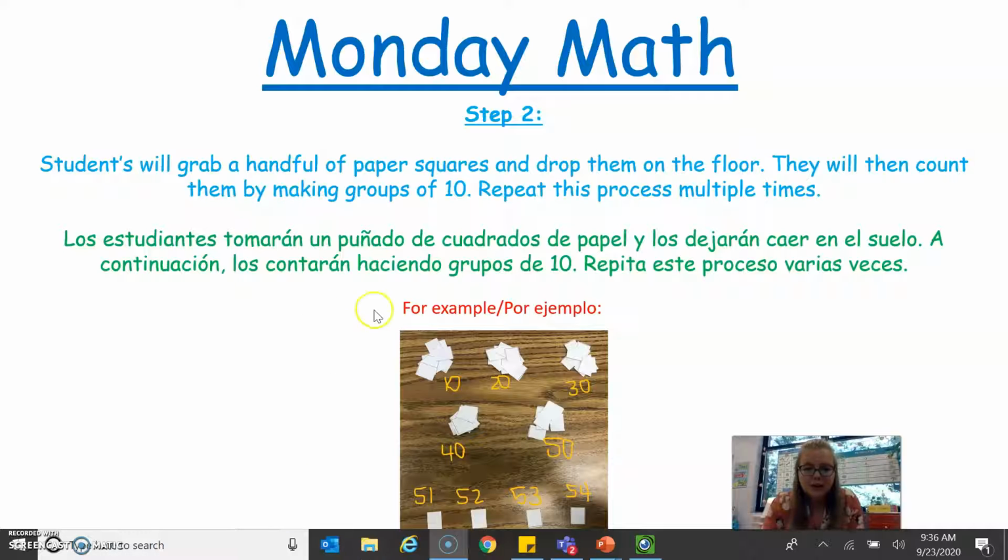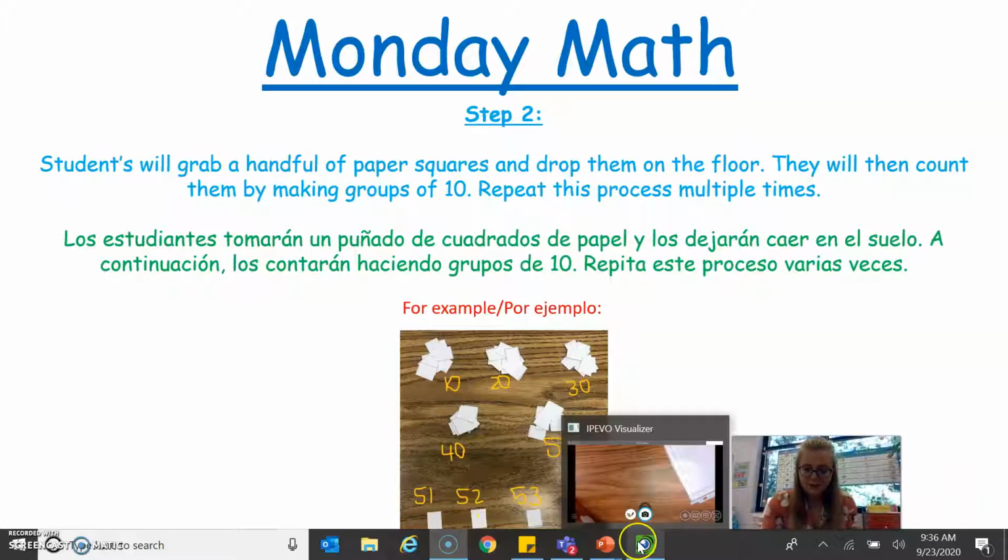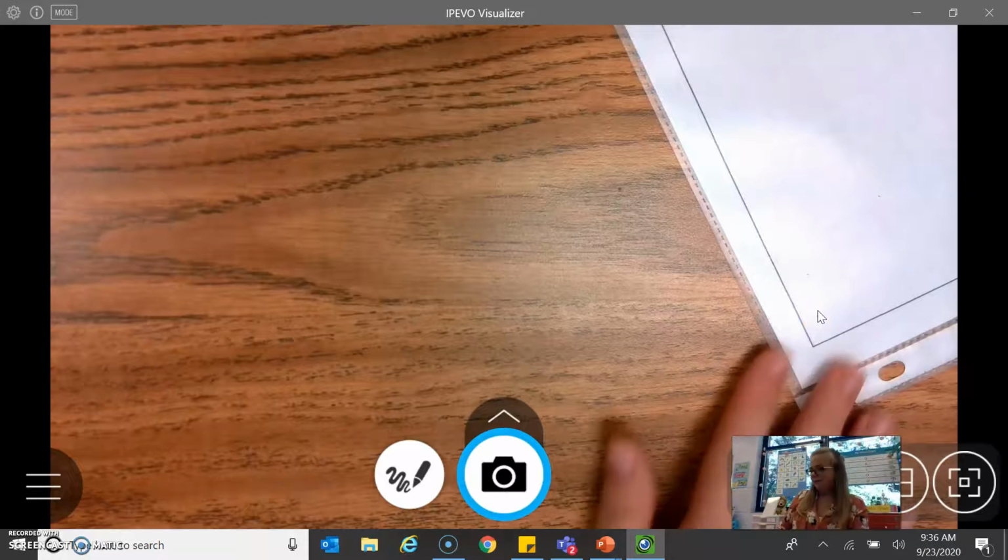So down here, I made groups of 10 with all my dropped papers. I had 1, 2, 3, 4, I had 5 groups of 10. So that's 10, 20, 30, 40, 50. And then I had 4 ones. So 51, 52, 53, 54. Okay, so now do it with me.